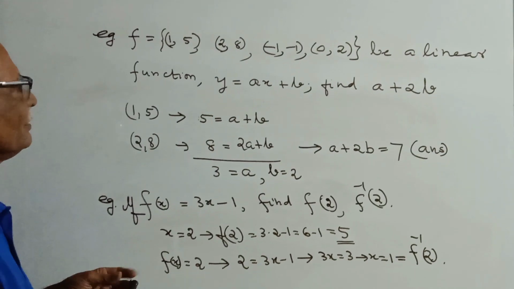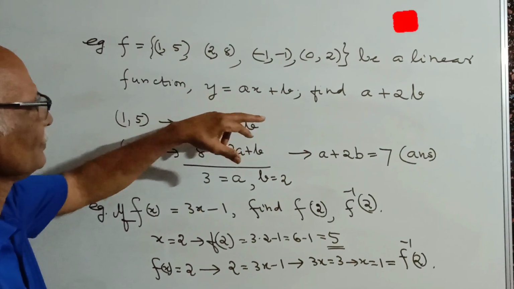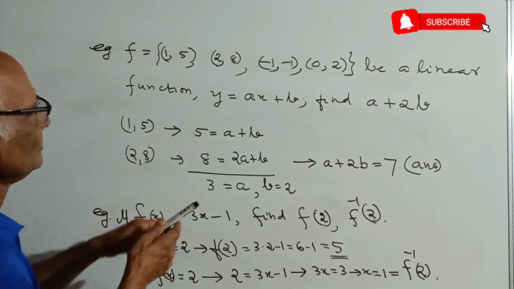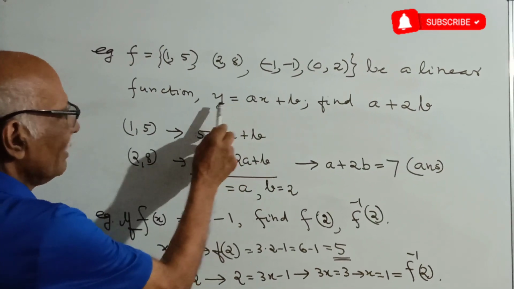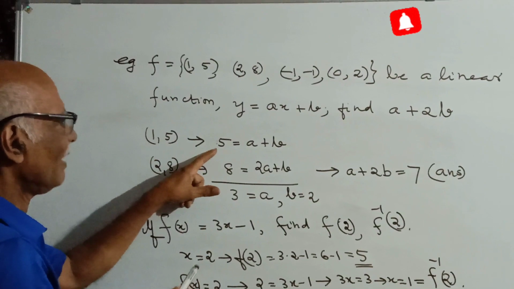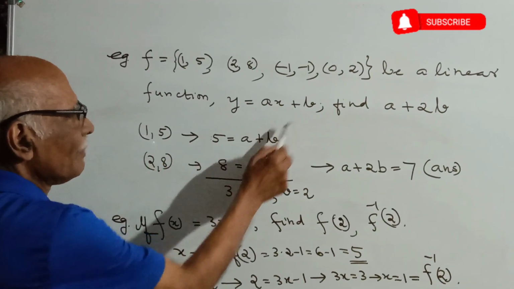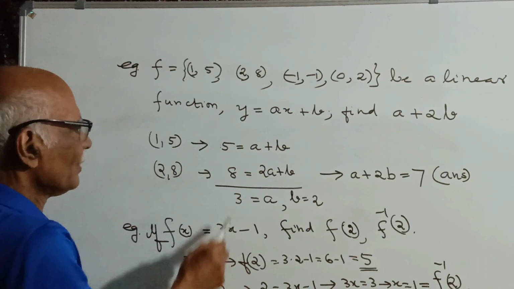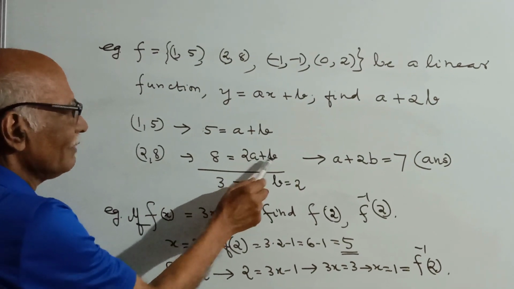Now the method is, you substitute these points. x is 1 and y is 5. So x is 1 and y is 5, you get 5 equals a plus b. x is 2, y is 8, you get 8 equals 2a plus b.